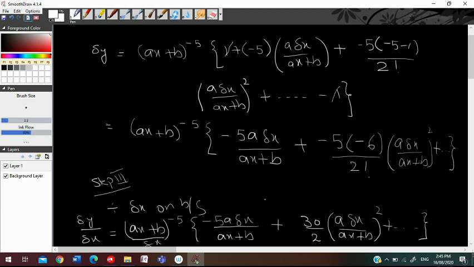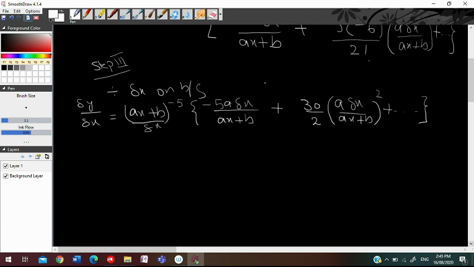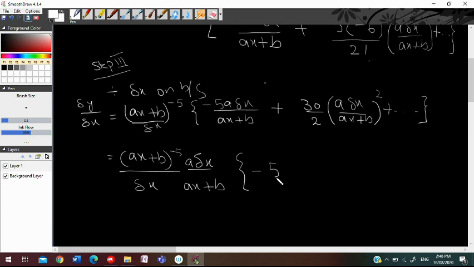Now we take a multiplied by delta x divided by ax plus b as common from these terms which are inside the bracket. Now see which terms you can take as common. Delta x is here and here, so you can take delta x as a common term. Then a and a. Now aΔx divided by ax plus b. Then minus 5 is left for your first term. Then 30 divided by 2 means 15, and the remaining part is a Δx divided by ax plus b whole square plus up to so on.